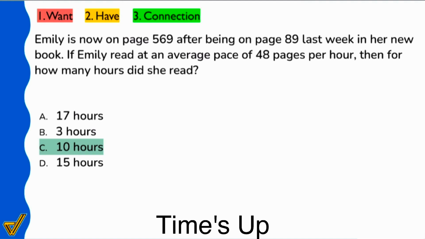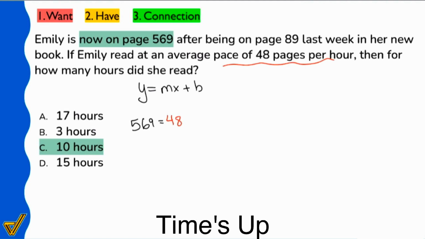If we went the y equals mx plus b route, here's what your setup would have looked like. Hey, we are now on page 569. So that would mean that this is the end result. Then we know the rate. The rate was the pace of 48 pages per hour, so that's going to be 48. Then we see over here that we began on page 89. So that's going to be right there. That's your b. And then the time is what we're looking for, or the x. So this is what the setup would look like in this case.